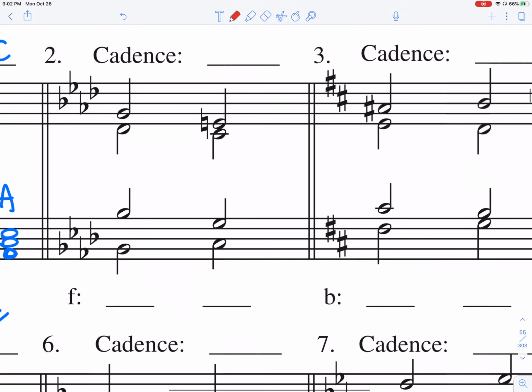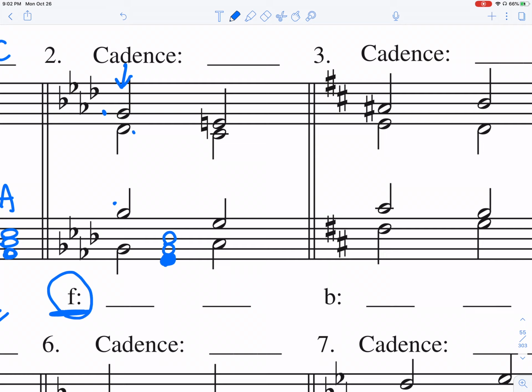Let's do another example. We are in the key of F minor. Let's see, we have B flat again, D flat, and is that a G? That's a G, right? And how do I know to put the G down here? Again, I want to rearrange those notes into root position so I can easily find the Roman numeral in the key, right? That's why I put the G down here.